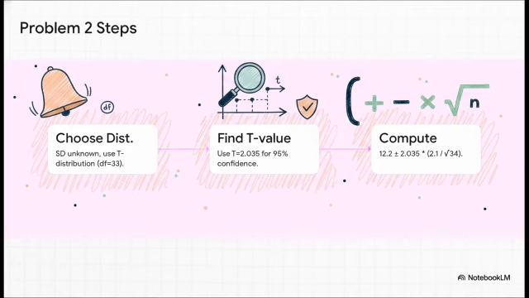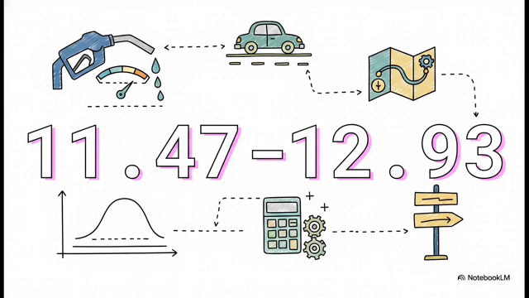Step 3, we compute the interval. We take the mean of 12.2 plus or minus our t-value of 2.035 multiplied by the sample standard deviation of 2.1 all over the square root of 34. Crunching all those numbers together gives us our final confidence bounds, 11.47 to 12.93 miles per gallon. Pretty straightforward once you get the hang of it.